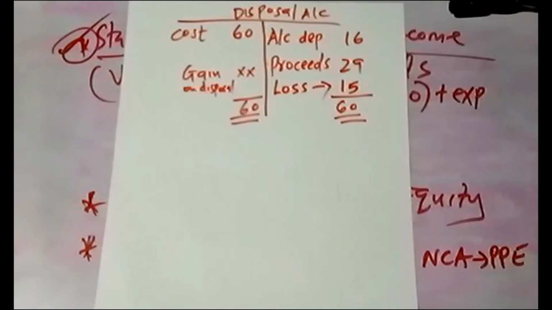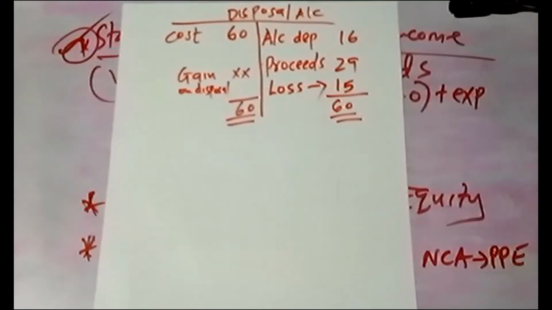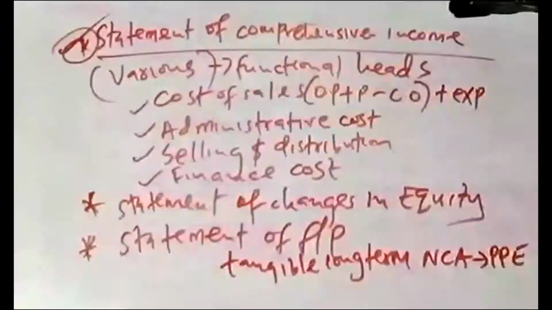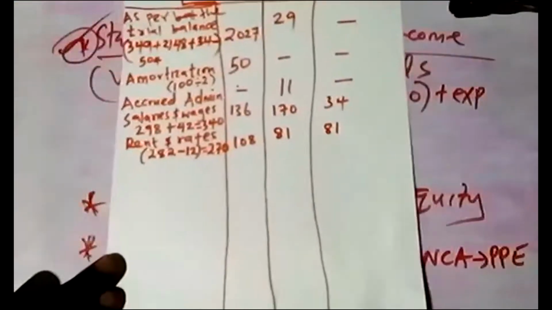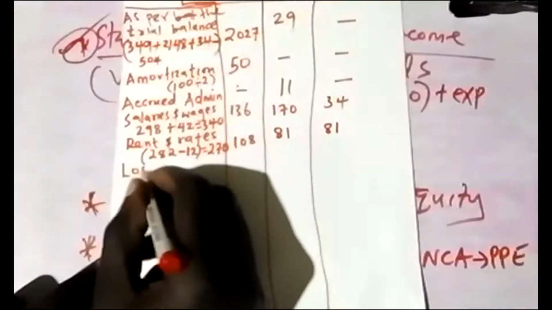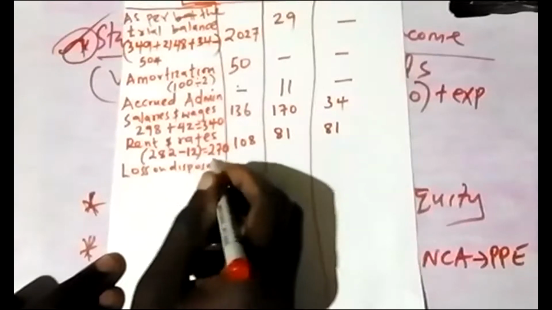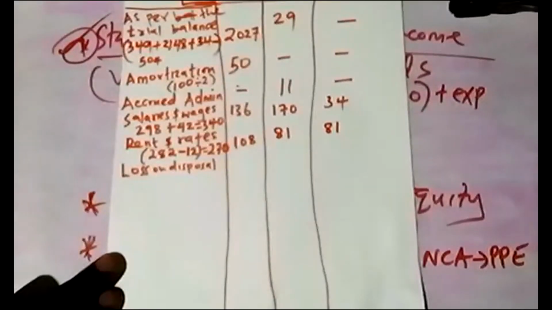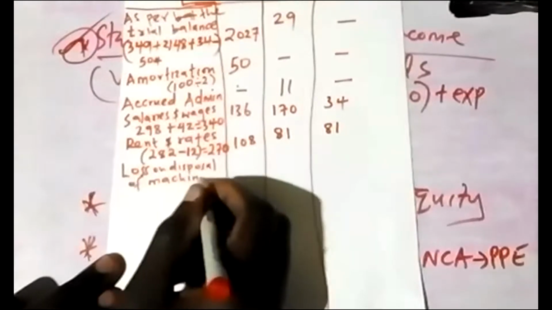So that is now the one we record. Since it's a loss, it's an expense. I have to record it here. So that is loss on disposal of the machine.